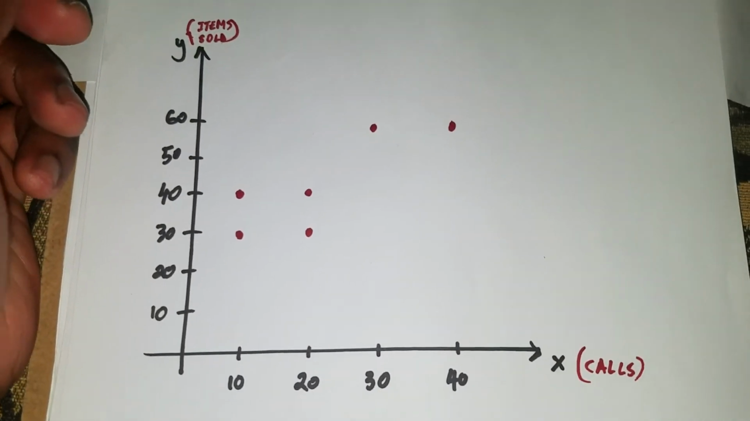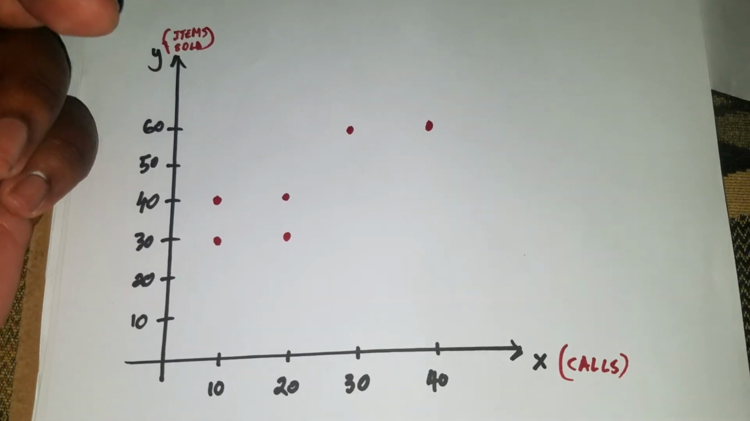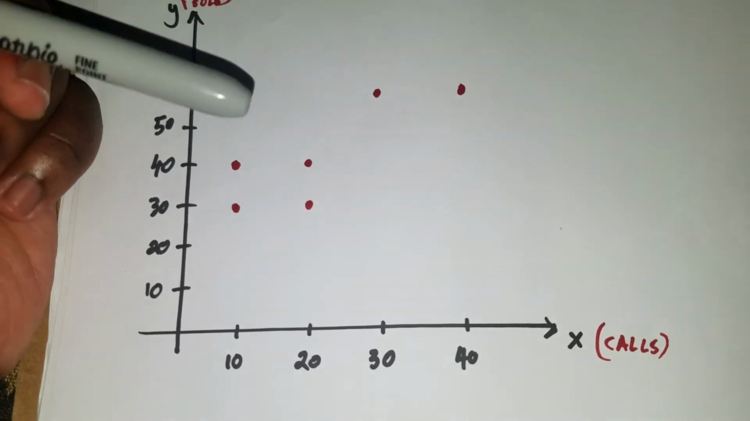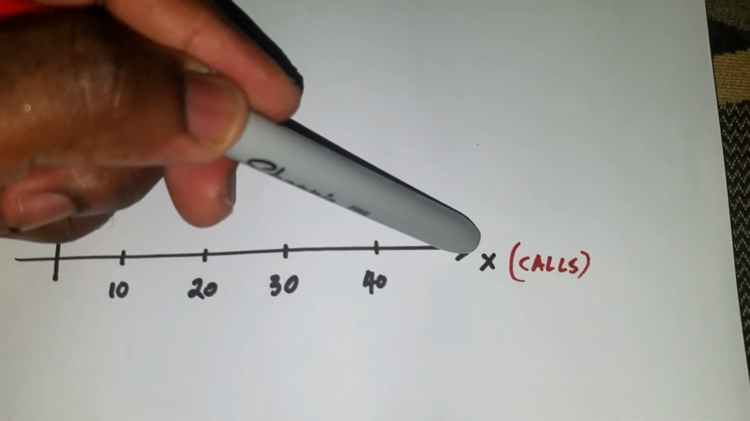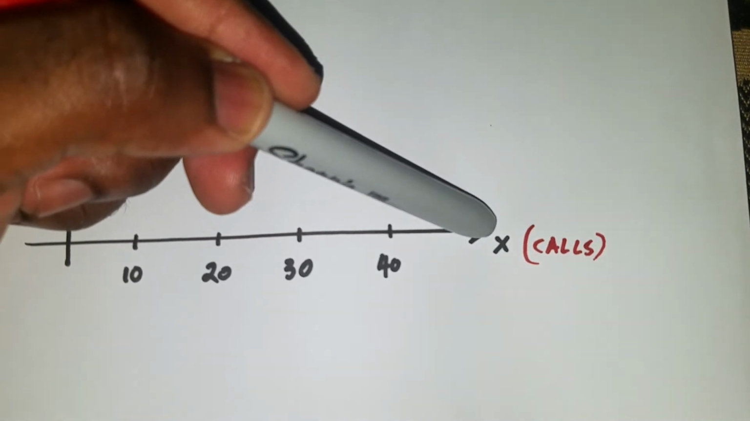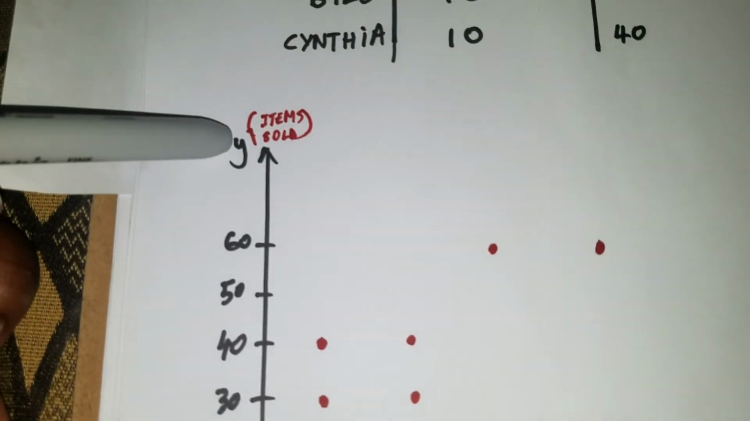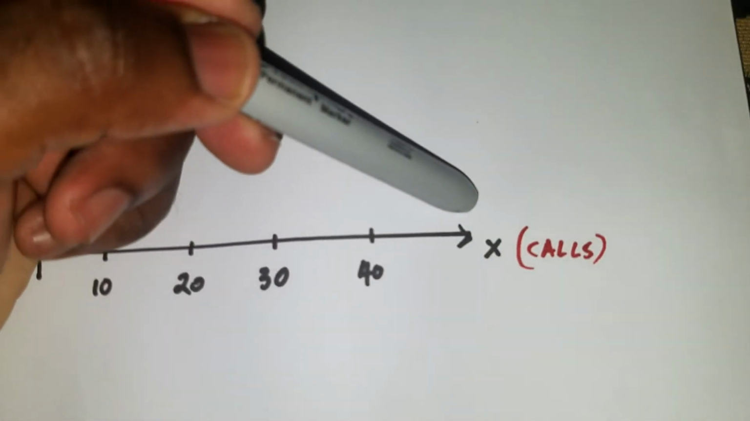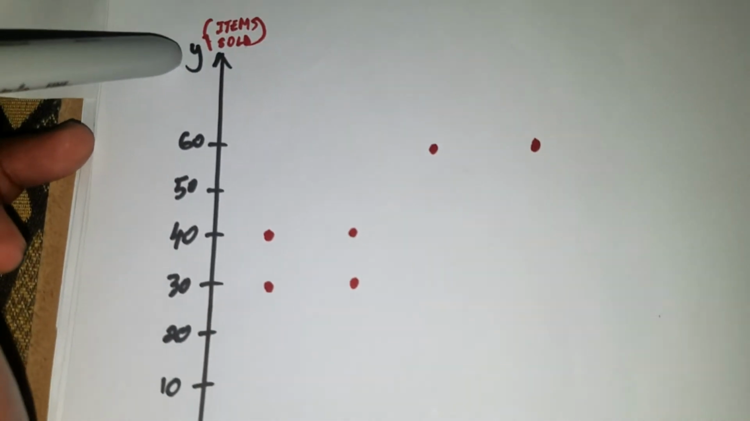And remember, people, this is not drawn to scale. This is just a sketch. However, it basically is representing the information fairly accurately. Now, in John's case, he made 20 calls, as we can see. The x-axis is representing the calls, while the y-axis is representing the amount of items that are sold. And remember what we said: the x is the independent variable, while the y is the dependent variable.